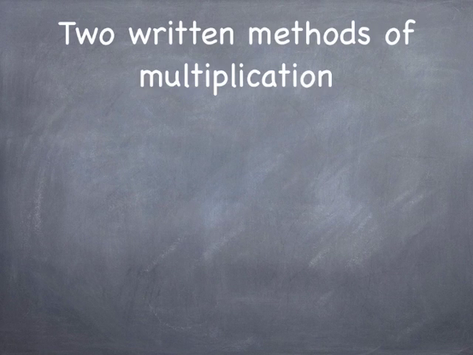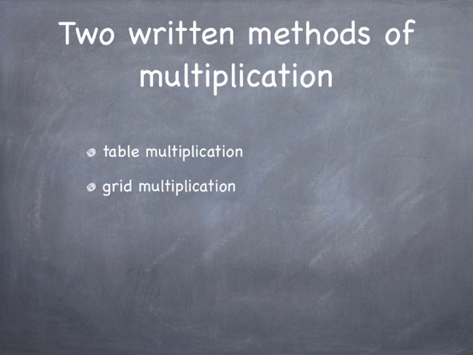When you're dealing with the multiplication of bigger numbers and you don't have a calculator to hand, you might need to use a written method. I'm going to show you two written methods of multiplication where the working is set out in boxes. The first one is called table multiplication. Not the most efficient method, but one that should be fairly easy to follow. And the second one is grid multiplication.